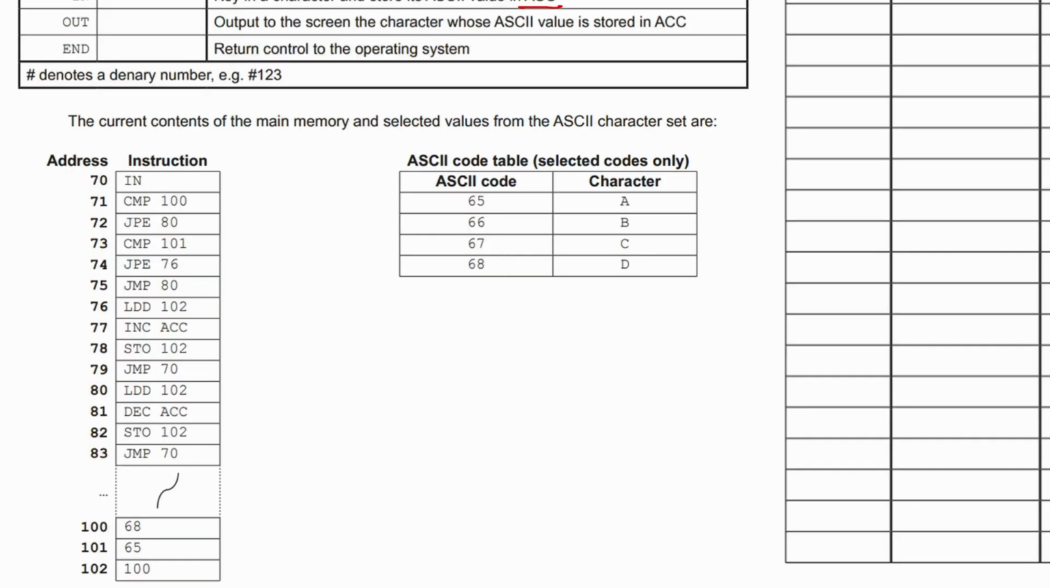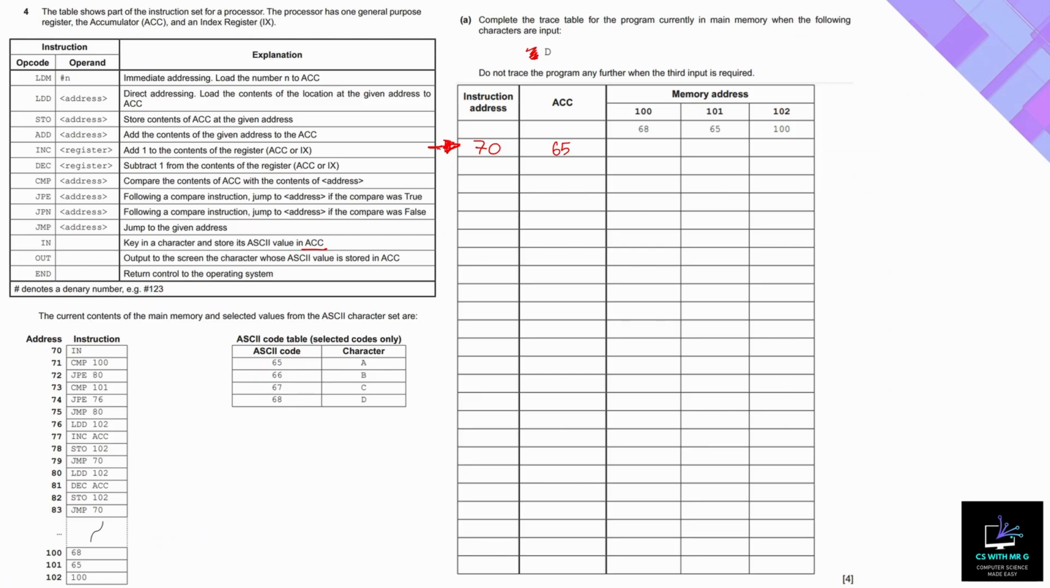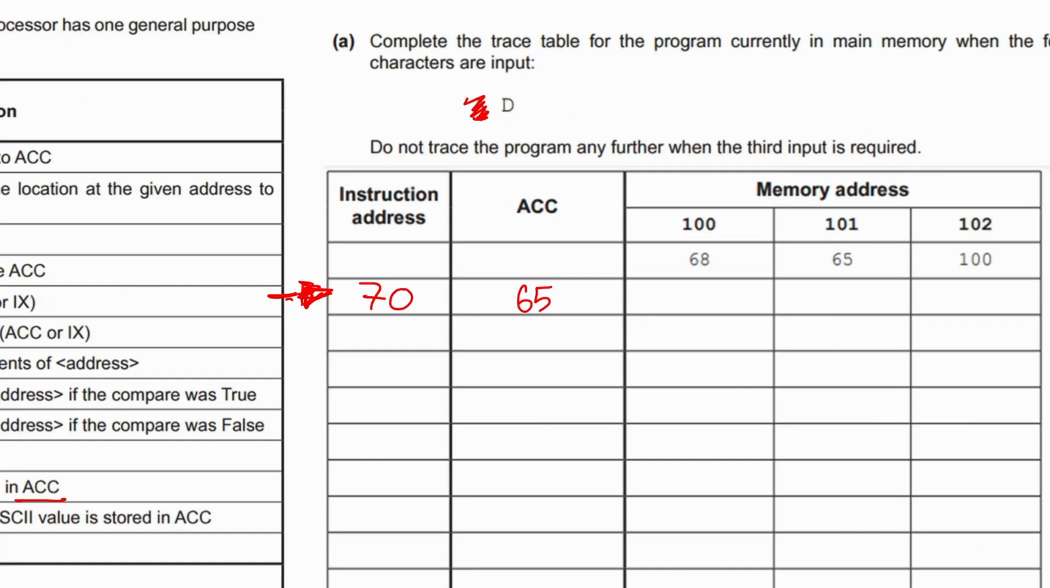Back to the instructions. Instruction number 71 is CMP 100. So CMP 100 is the address that we are going to compare the contents of with the accumulator. So compare the contents of the accumulator with the data in address number 100, and as we can see, the accumulator is storing 65 and the address 100 contains 68.